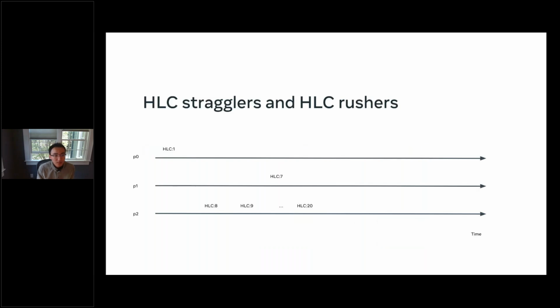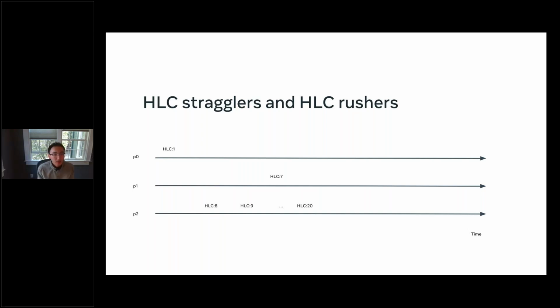First we want to introduce this concept called HLC stragglers and HLC rushers. Here P0 is essentially an HLC straggler because, due to maybe slowed event generation or whatnot, its HLC is lagging behind. And here P2 is essentially an HLC rusher, most likely because of fast event generation. So it bumped its HLC far too ahead of physical time. Let's say physical time is around 7, but it's at 20.